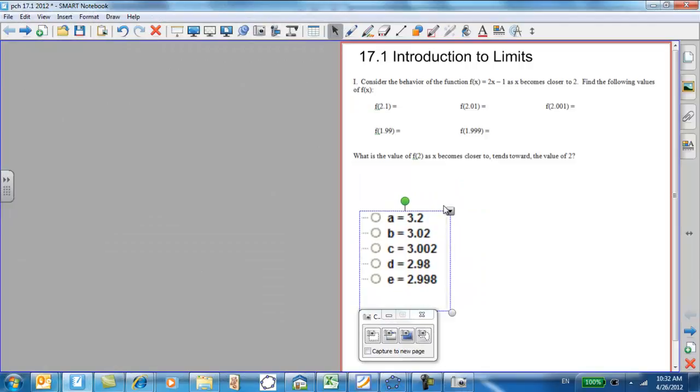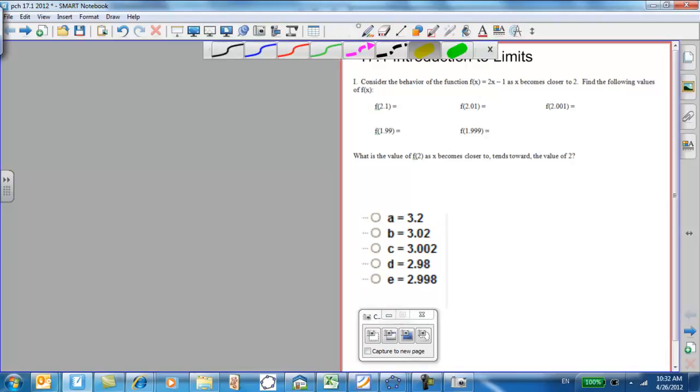So what is the value of f as x gets closer and closer to the value of 2? We write this out as: what is the limit as x gets closer to 2 of 2x - 1? And we're seeing in either direction, it looks like it's getting closer to 3.